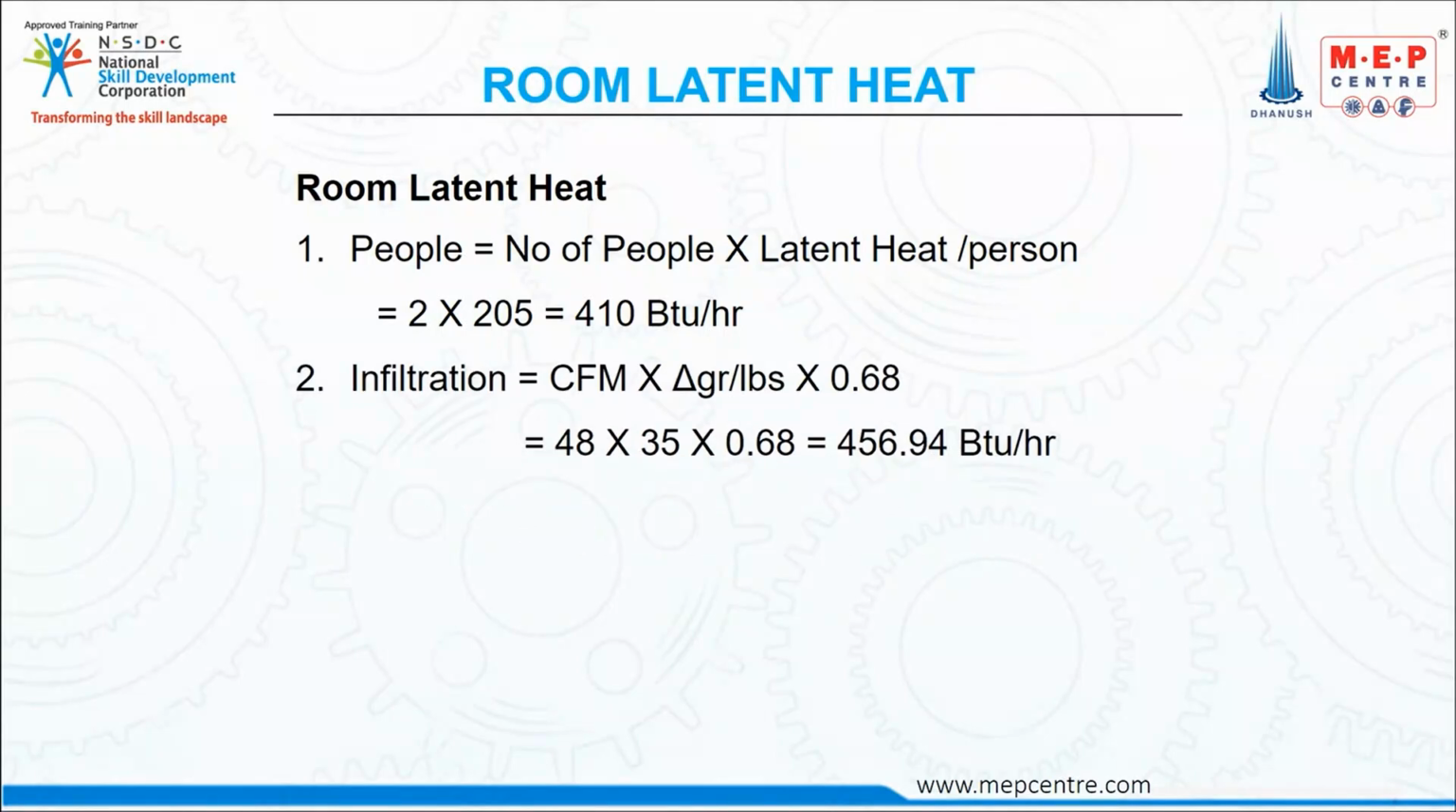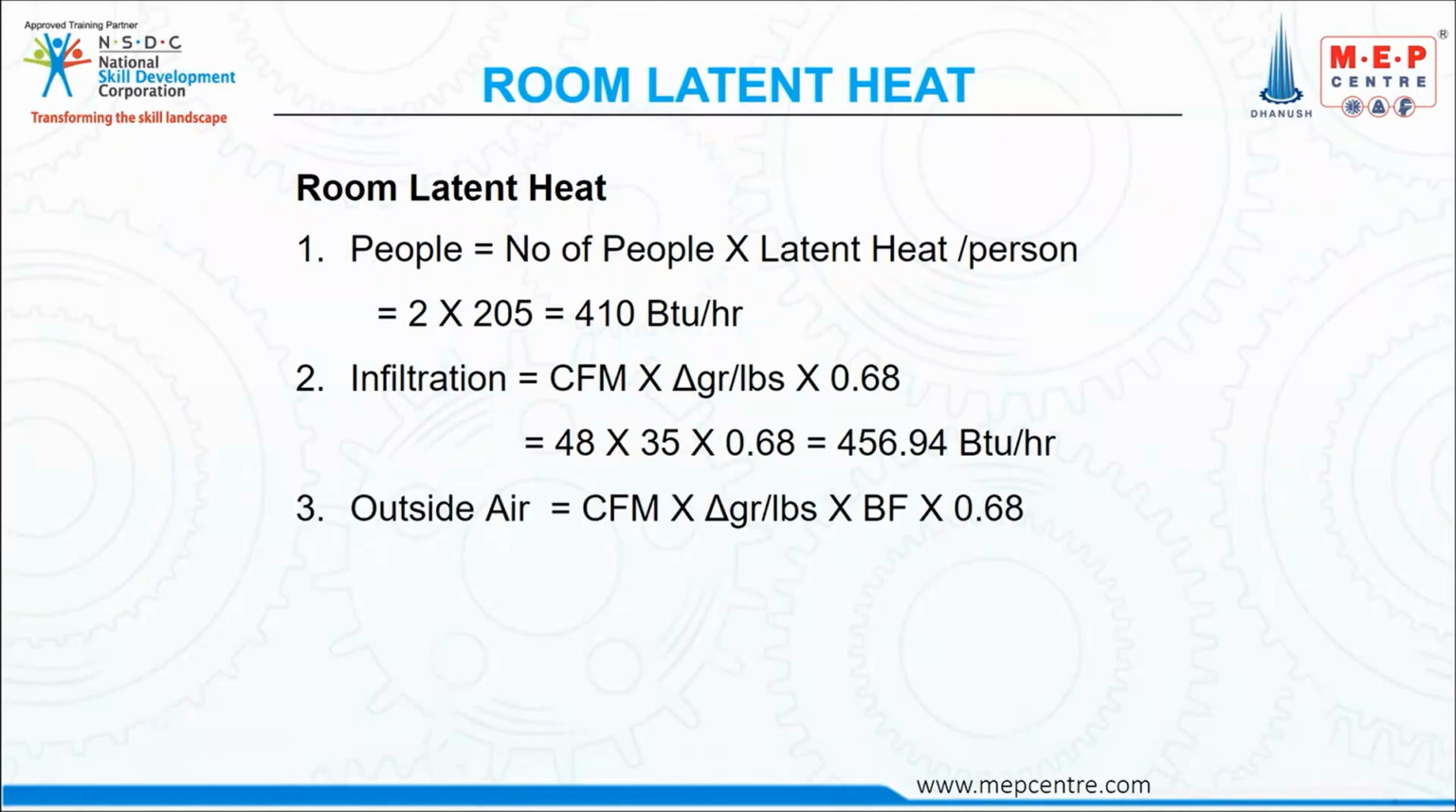Next, infiltration. Infiltration: CFM into delta grains per pound into 0.68. Yesterday we calculated the infiltration CFM, therefore the infiltration CFM is 48. Infiltration CFM is 48 into 35. So delta grains per pound is 35 into 0.68, which is 456.94 BTU per hour.